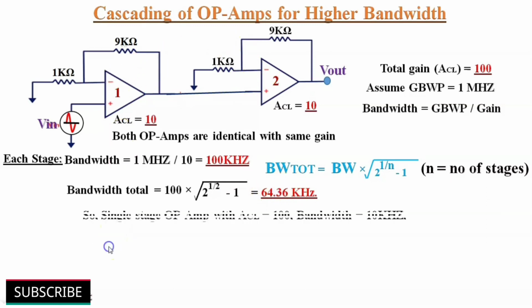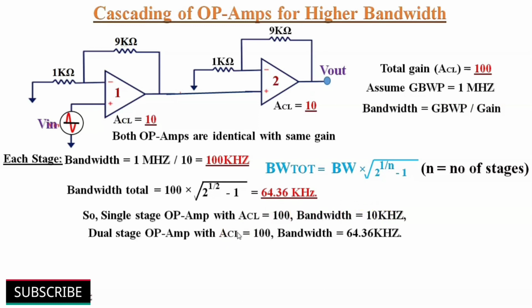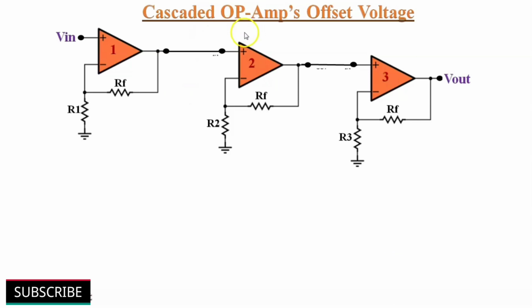So conclusion is that single stage op-amp with ACL equal to 100, bandwidth becomes 10 kHz. If you use dual stage op-amp circuit with two identical op-amps with same gain, our overall ACL is equal to 100 and bandwidth increases to 64.36 kHz. Here we get increased bandwidth by 6.4 times. So from this example, we know that by using cascaded op-amp circuits, we can achieve both high gain and high bandwidth. Now we will discuss cascaded op-amp circuits offset voltage.